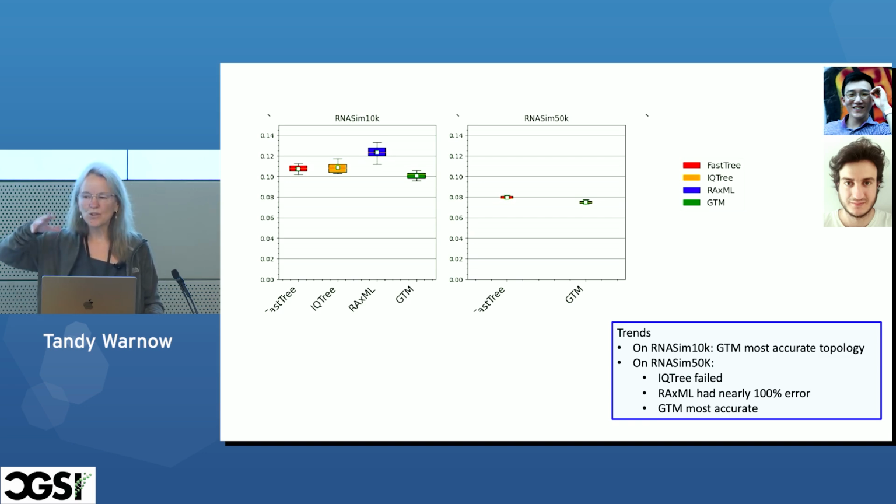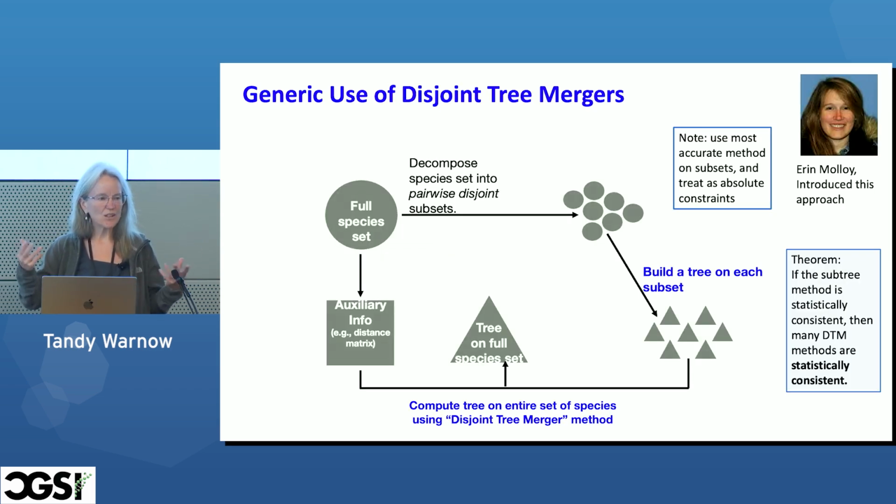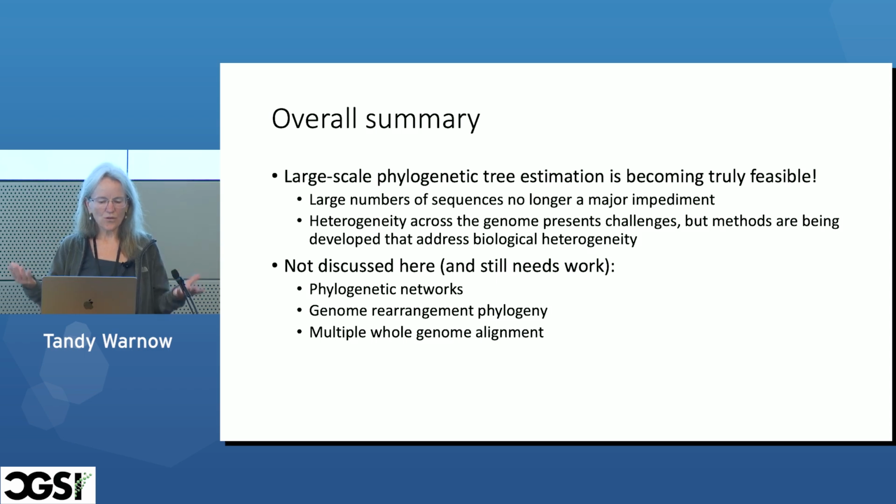So RAxML is doing a heuristic search. Its heuristic search is not suited to very large data sets. This divide and conquer allows you to do this. So this is generic use of disjoint tree mergers. The overall summary is large-scale phylogenomic estimation is really becoming feasible. There is a lot of reason to think about divide and conquer. It addresses heterogeneity across the genome. It addresses heterogeneity across the tree. And it allows you to take statistically consistent methods that are very computationally intensive and run them on subsets. You can't run them on the full data set.